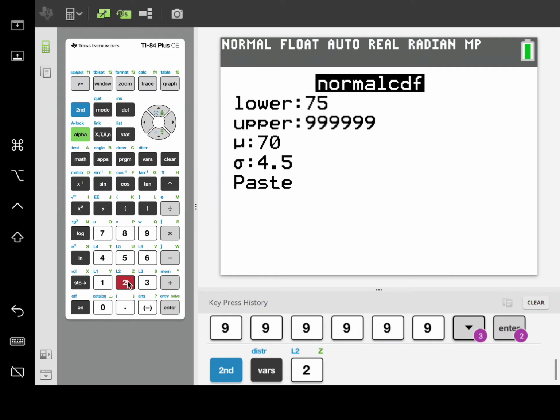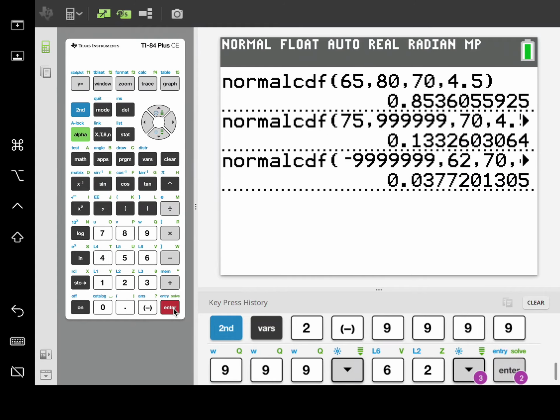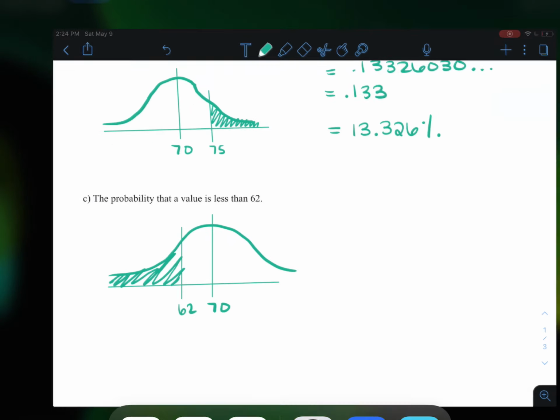Okay, so my lower is what I don't actually have a boundary for, so I'm just going to put in a really small number. Again, something that kind of is representing that negative infinity in a numerical value. The upper, well, we're looking for anything less than 62, so 62 was the upper value, and again, standard deviation and average are staying the same. Okay, so let's come back to the notes.